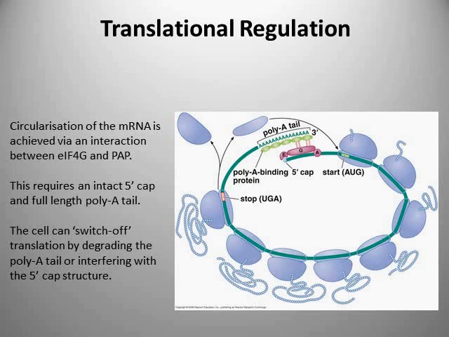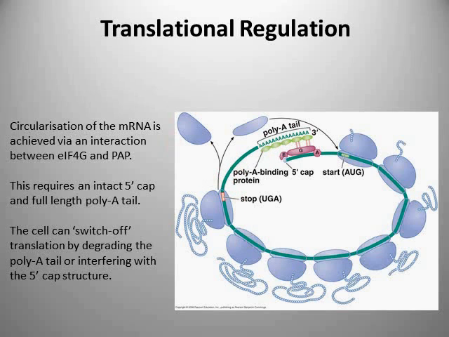Now this circularized structure requires the action of a couple of proteins which are present on the mRNA. The first protein that it requires is EIF4G, and the second protein it requires is polyA binding protein. What happens is EIF4G interacts with polyA binding protein, and via this interaction you get circularization of the mRNA.